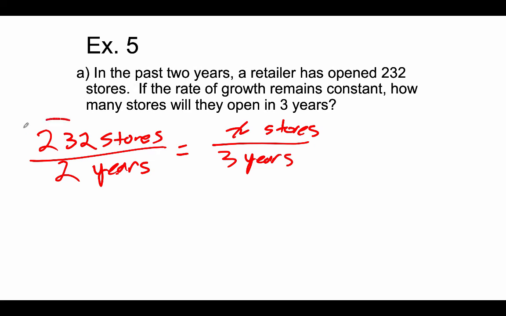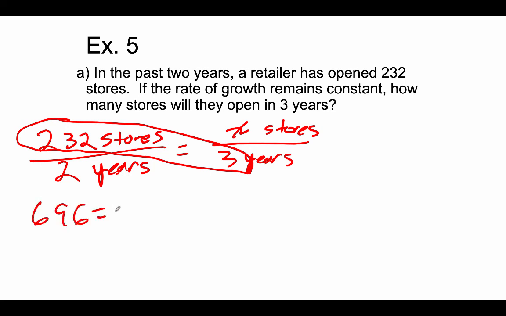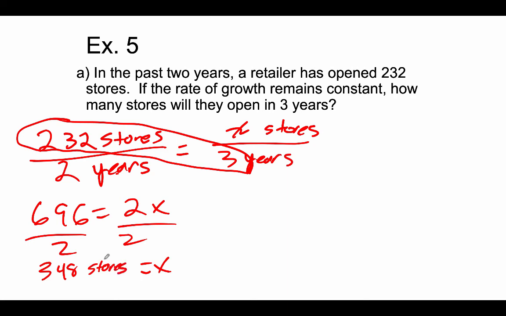This is one way to do it, not the only way to do it. 232 times 3 is 696. The school district I went to as a child was school district 696. Coincidence? I think so. And now I will divide that by 2. And I will get 348 stores. Okay? Over 3 years. In 3 years.